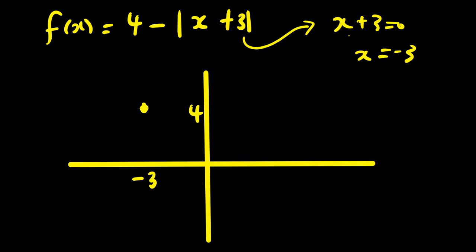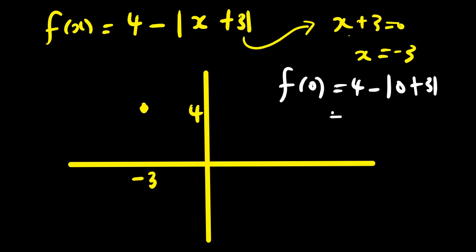On the y-axis, x is equal to 0. So we're going to say f of 0 is equal to 4 minus the modulus of 0 plus 3. That is you're just going to have the modulus of 3. So 4 minus the modulus of 3, that is 3. 4 minus 3, that is just 1. Let's say our 1 is here. So you're able to start at that point.